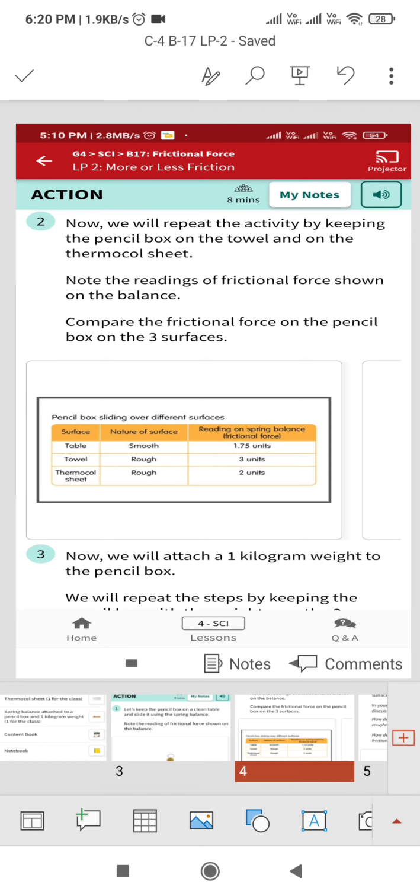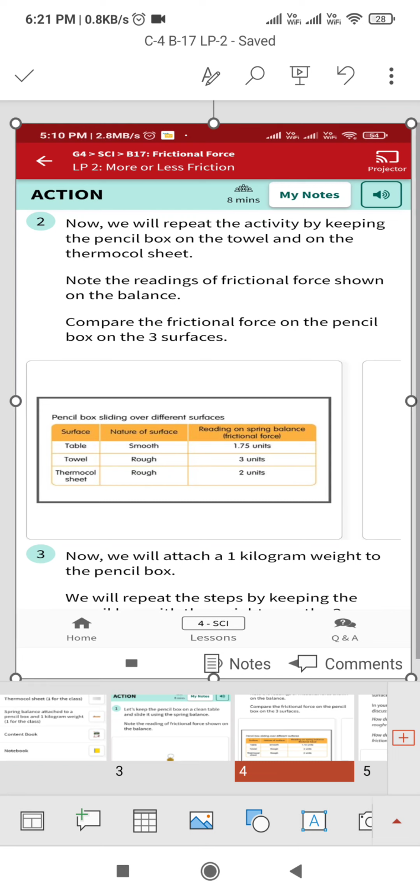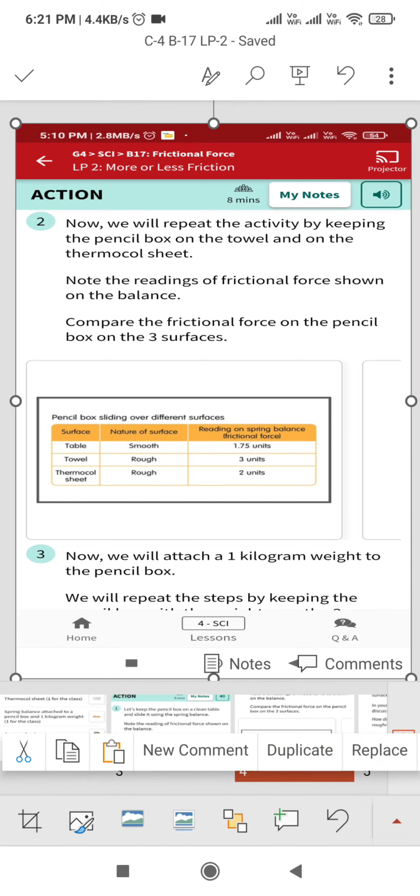What we found is that the table is the smooth surface, the towel surface is rough, and the thermocol sheet surface is also rough. The reading on the table is 1.75, on the towel is 3 units and on the thermocol sheet is 2 units. What we are seeing is that the reading is less in the case of the smooth surface.